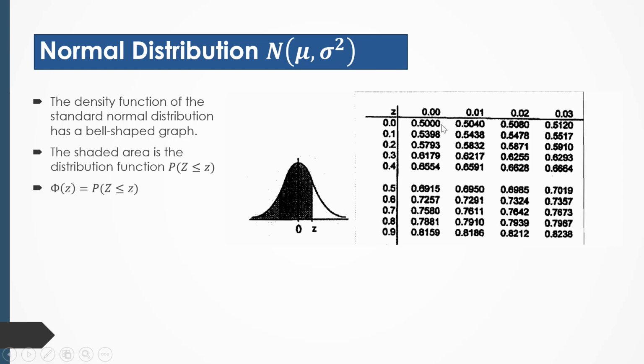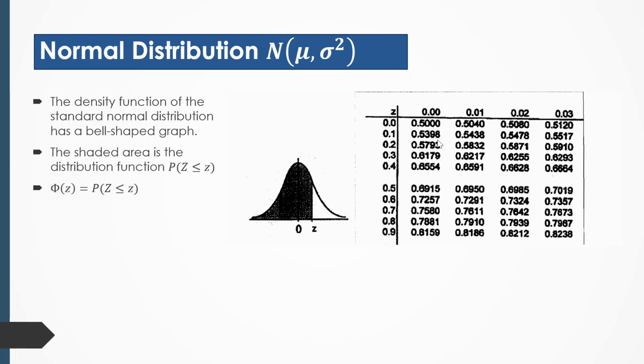So how do you read the Z table? Here we have the vertical index and the horizontal index. The first line and the vertical line give you the value of Z, and the numbers with 4 digits behind the decimal point are the probability, or the area.